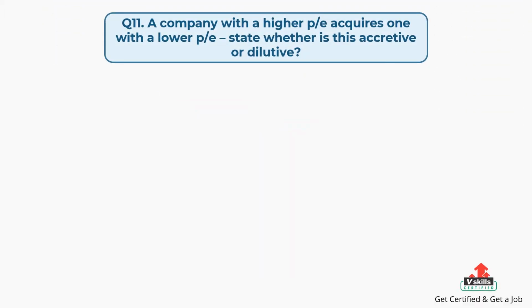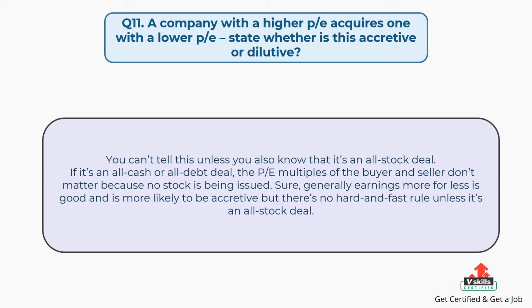Question number 11. A company with a higher PE acquires one with a lower PE. State whether this is accretive or dilutive? The answer is, you can't tell this unless you also know that it's an all-stock deal. If it's an all-cash or all-debt deal, the PE multiples of the buyer and seller don't matter because no stock is being issued.